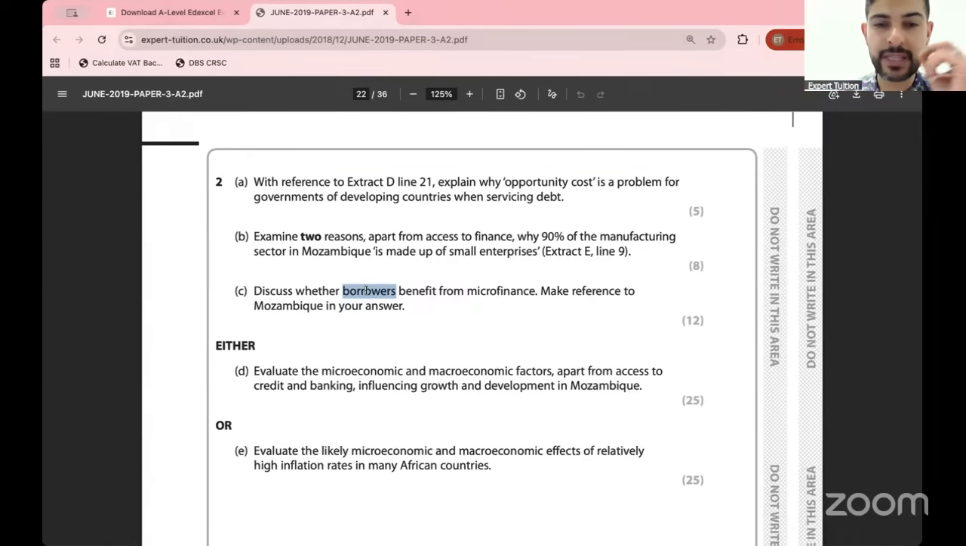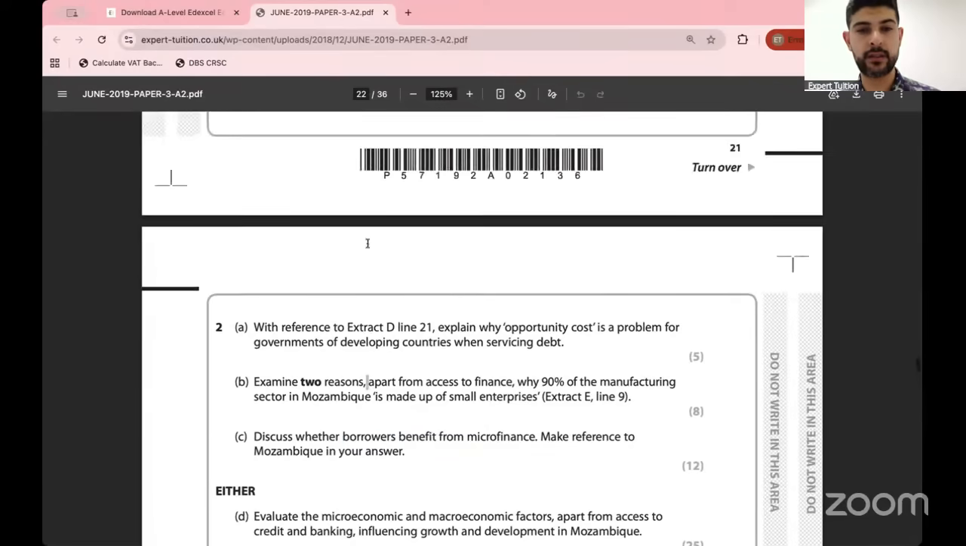Because it's specifically asking about whether the borrowers benefit from microfinance, it is far easier to deal with this from a micro lens, not a macro lens. If I deal with it on a macro lens, it's not that you can't get marks, you can, but you're going to end up steering so far away from the question that they can easily turn around and go, you're not really answering what we asked you. So let's very quickly read this extract.